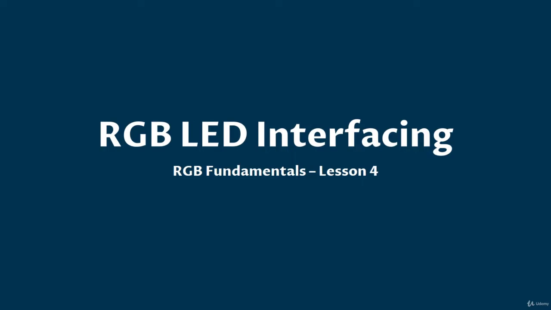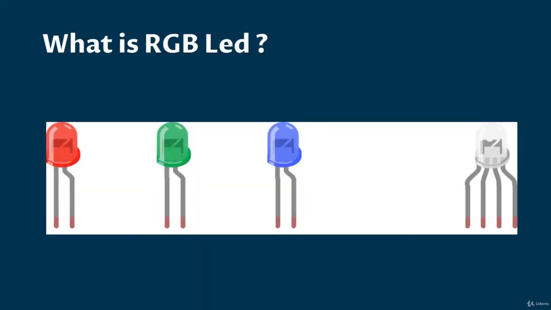Welcome to lesson 4. In this lesson, I'm going to discuss RGB LED and how to interface RGB LED with Arduino. So what is RGB LED? RGB LED is a combination of red, green and blue LED. See this image? If I combine these three LEDs, red, green and blue, I'll get one LED with 6 pins.